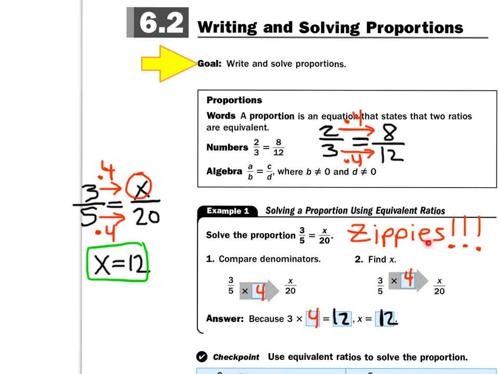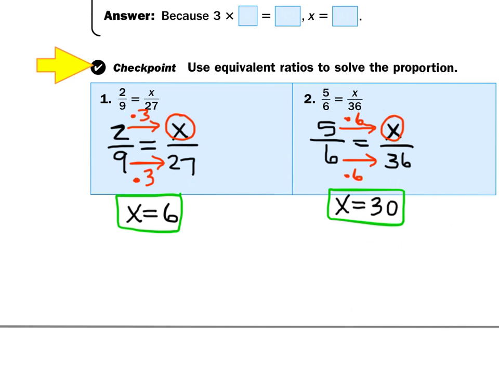Okay, so take a look at example 1, solving a proportion using equivalent ratios. I like to call those zippies. So I took 3 over 5 equals x over 20 and I put it over here. So start at the 5. 5 goes into 20 4 times, bring that upstairs. 3 times 4 would give us our answer. 3 times 4 is 12. So sometimes they're mental math and they're really easy. We call those zippies.